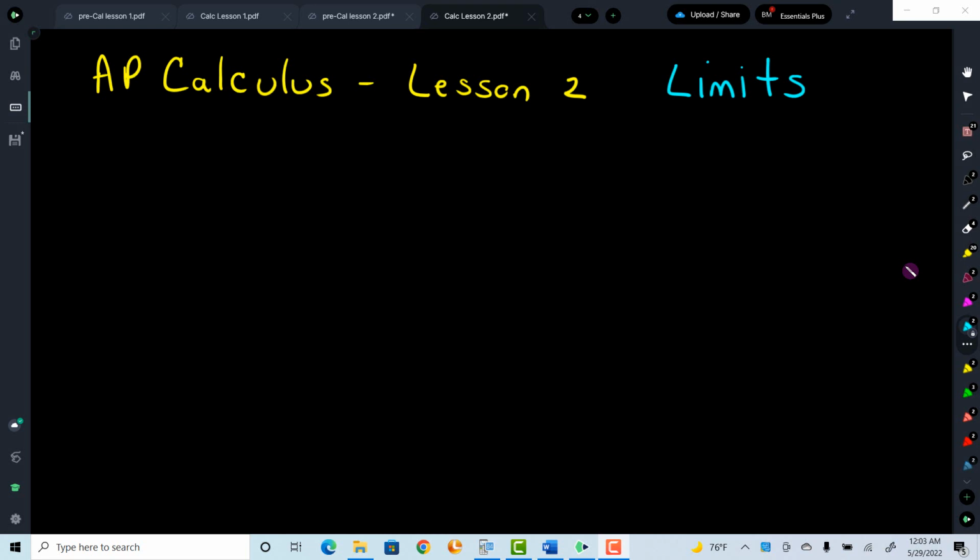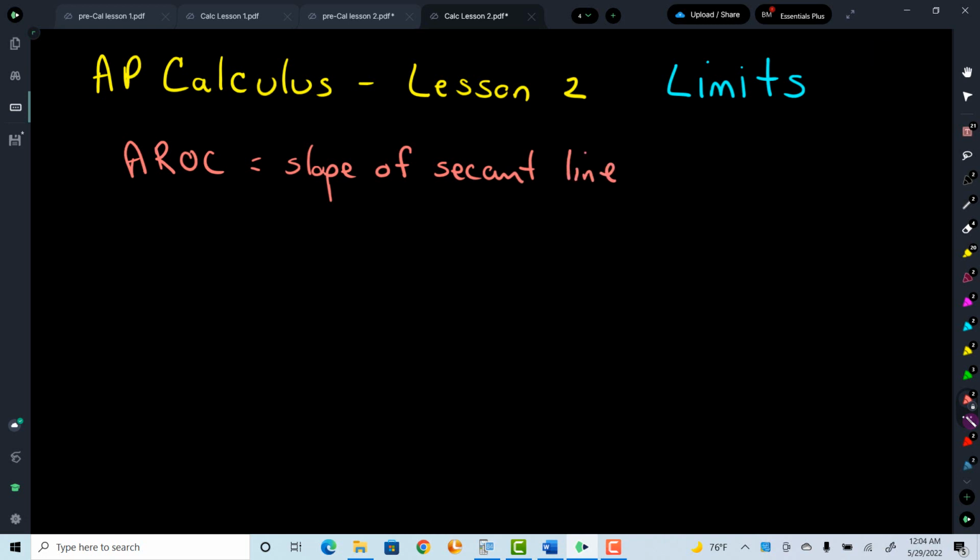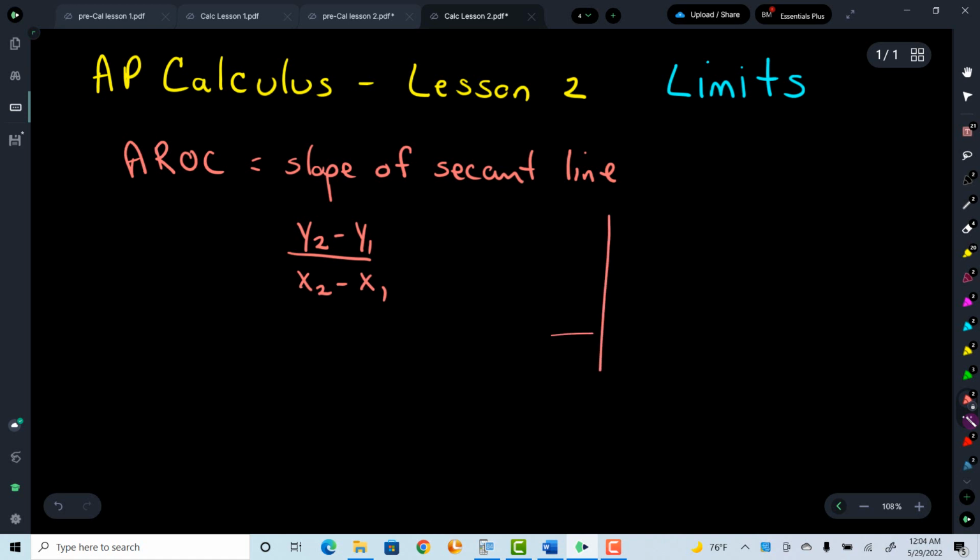All right, well, welcome to lesson number 2. So in lesson number 1, we talked about average rate of change and instantaneous rate of change. And if you remember, the average rate of change is the slope of the secant line, which is basically your slope formula, right? y2 minus y1 over x2 minus x1. And we looked at just some examples graphically.